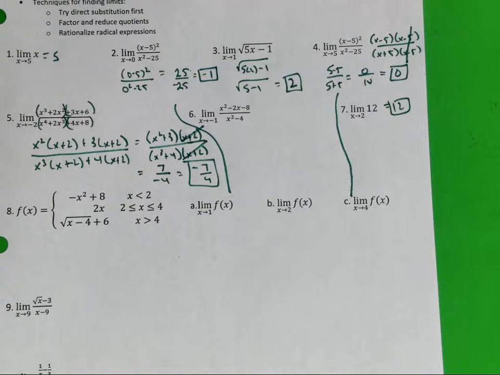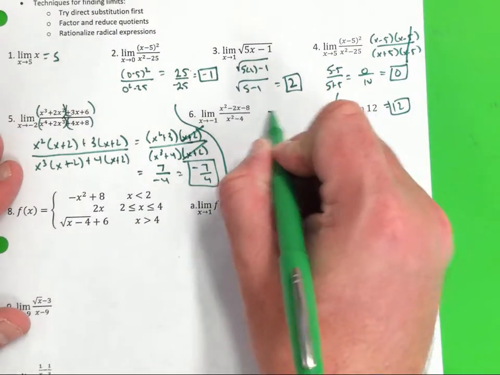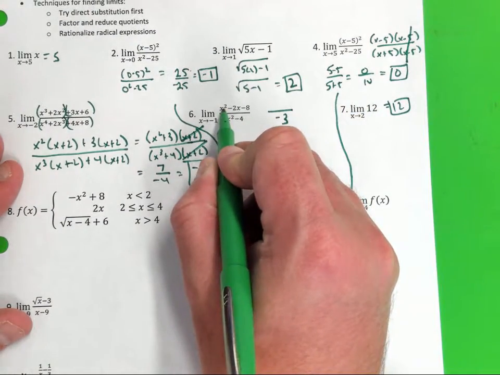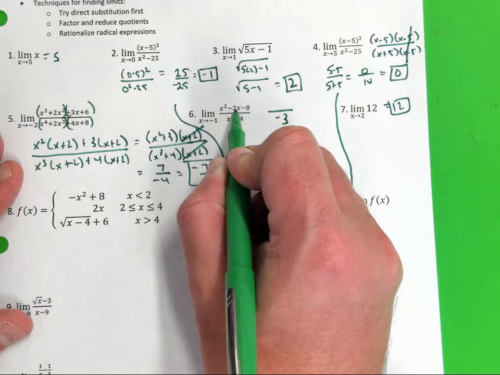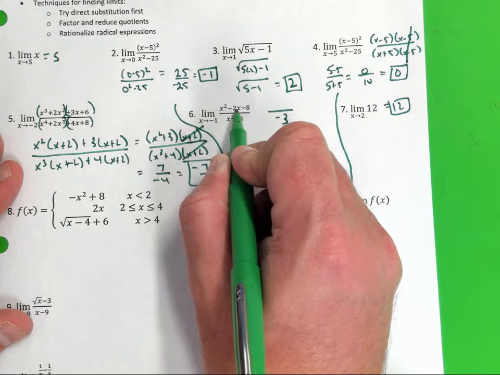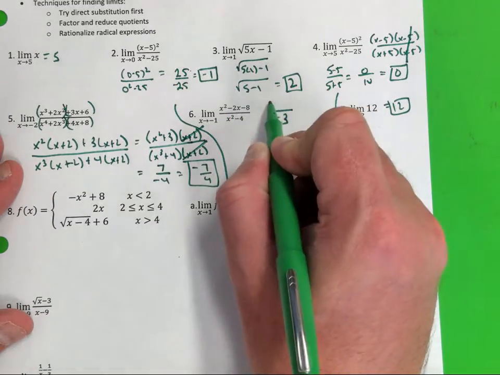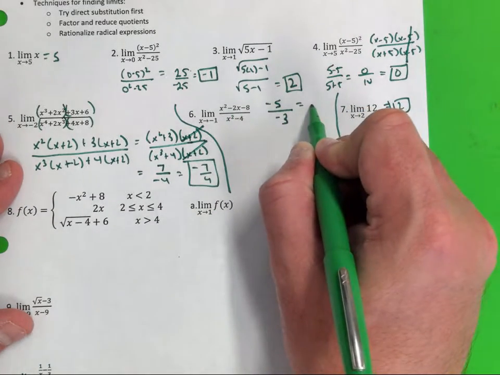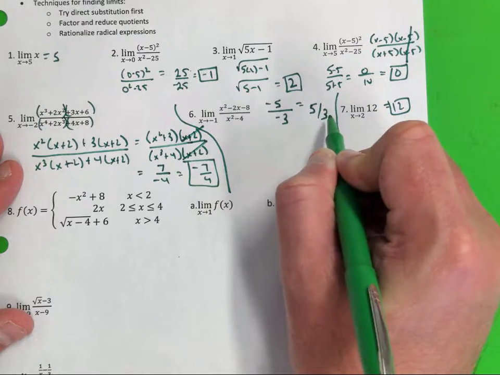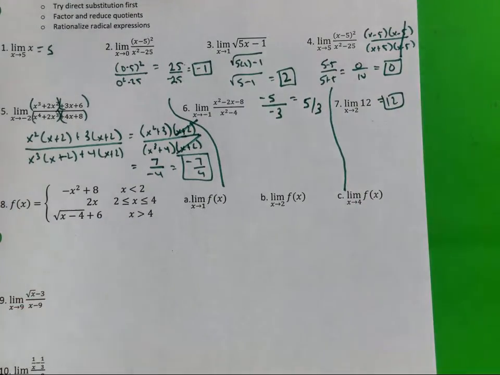Okay, number 6. I take my negative 1. I plug it in the denominator. What's negative 1 squared? 1. 1 minus 4 is? So am I good with that? So can I do direct substitution? Yeah, because it didn't give me 0, so that gives me a negative 3 in the denominator. Now, negative 1 squared is 1. 1 plus 2, because that gives me a positive 2. Once I put that in there, that's going to be 3. 3 minus 8 is negative 5. What's negative 5 over negative 3? 5 what? Speak up.